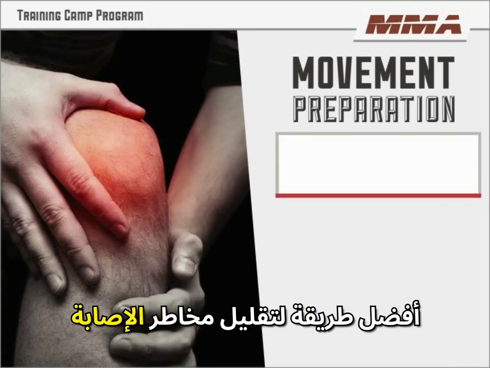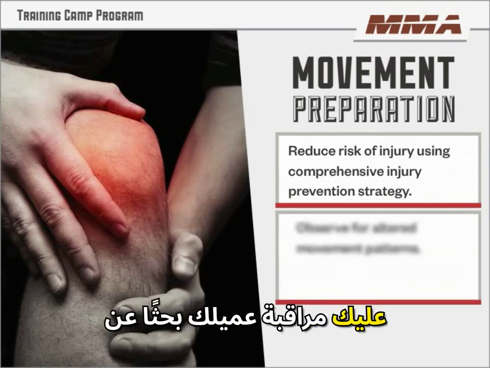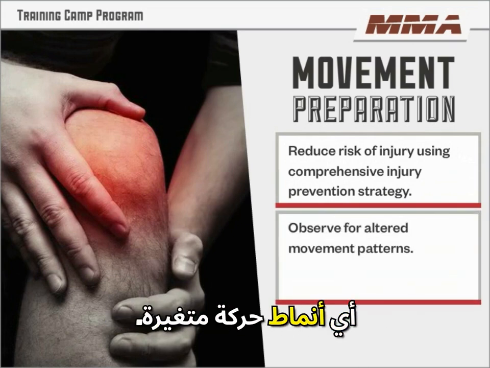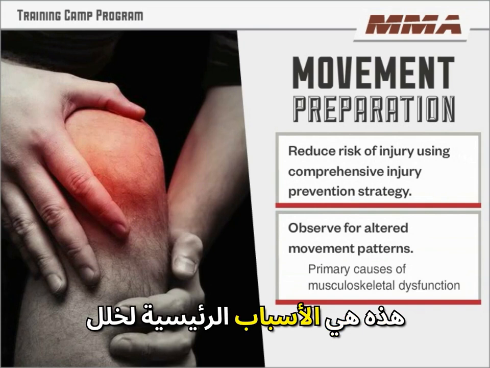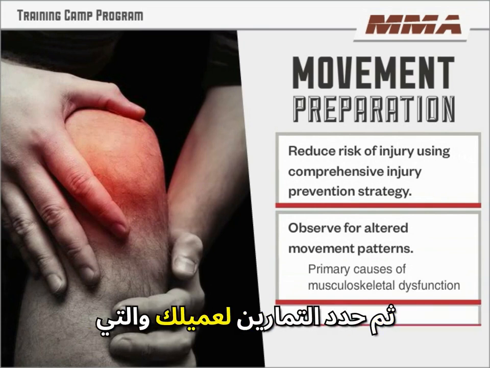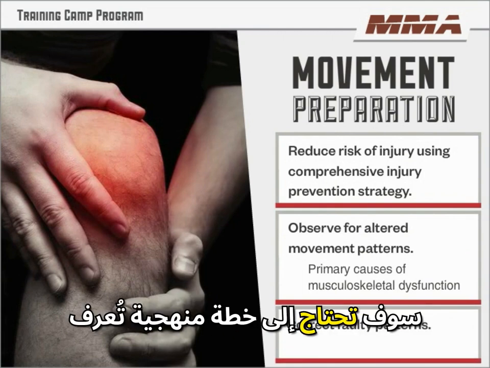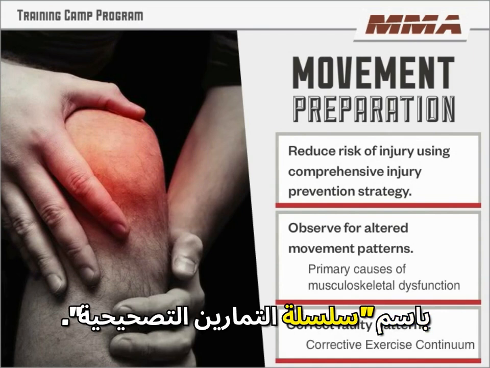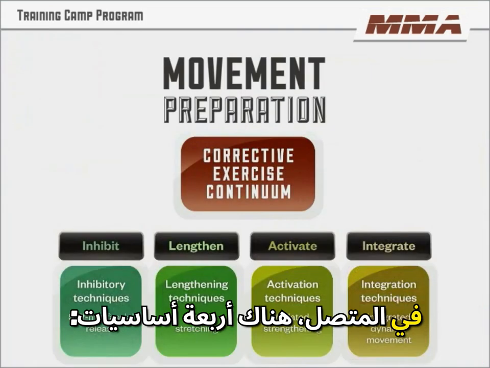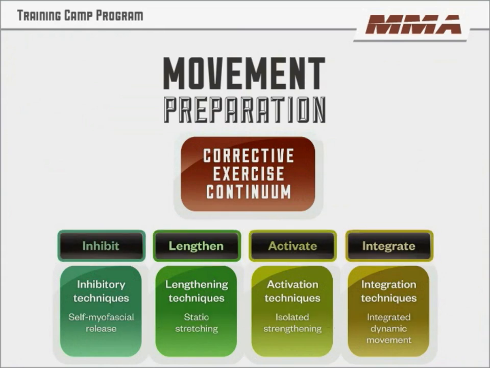The best approach to minimizing the risk of injury is through a comprehensive injury prevention strategy, or movement prep. First, you need to observe your client for any altered movement patterns. These are the primary causes of musculoskeletal dysfunction. Then, select exercises for your client that correct any faulty patterns. To do this, you'll need a systematic plan, which is known as the corrective exercise continuum. In the continuum, there are 4 primary phases: inhibit, lengthen, activate, and integrate.